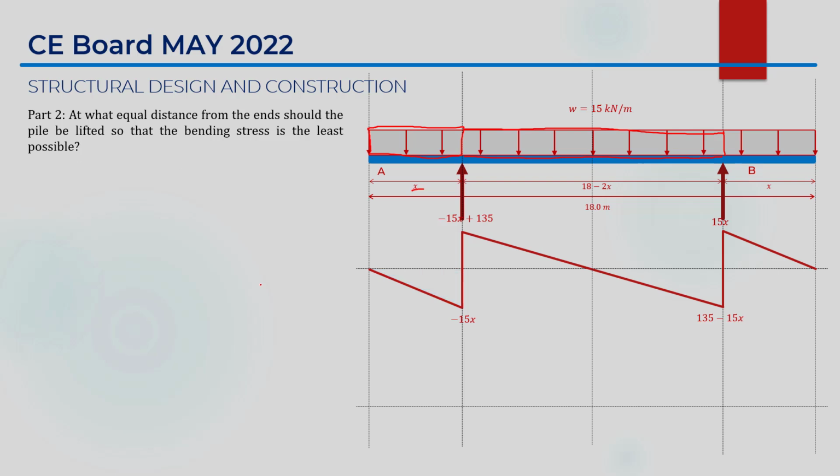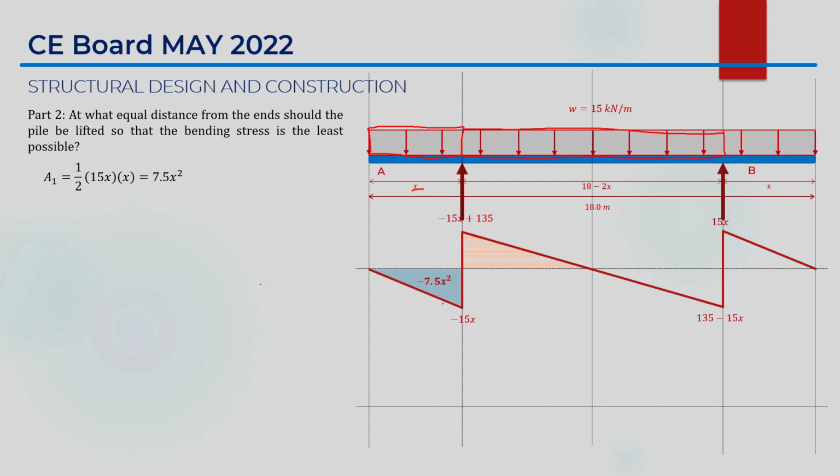So, compute muna natin itong area na yan. Okay. That is 7.5 x squared, kasi this is x, tapos 15. Okay. But that is negative, ha? Negative kasi sa baba siya. Sa baba kasi siya. Okay.